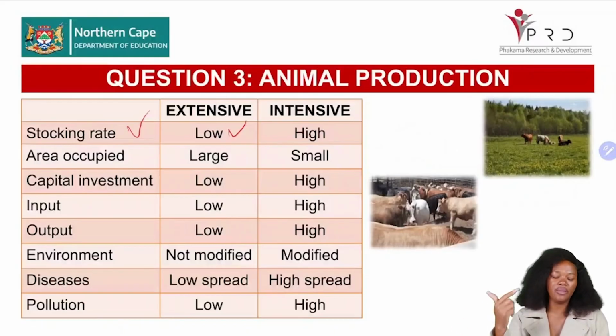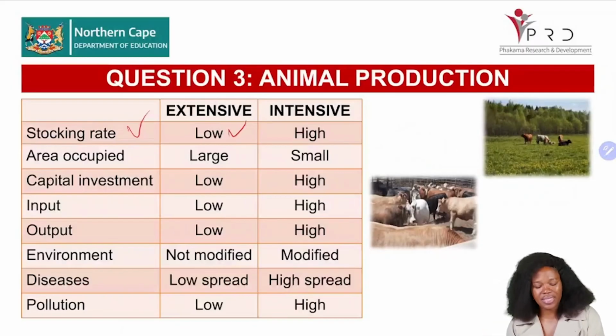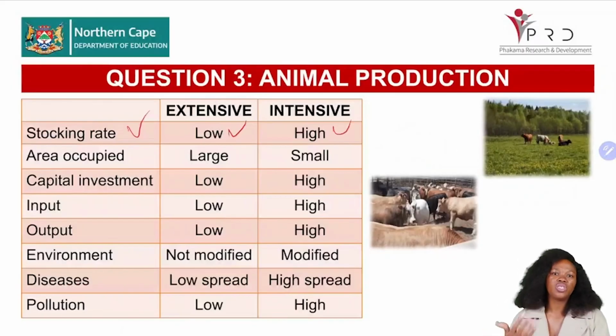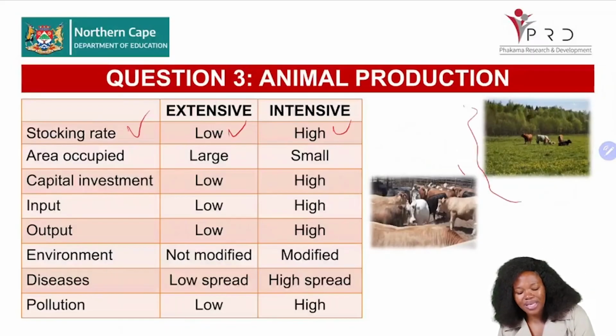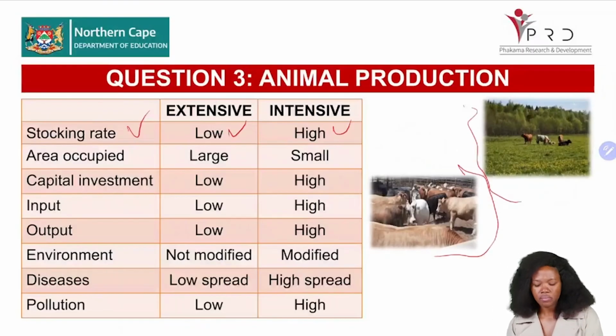There is a low stocking rate. But under intensive, there is a high stocking rate. We are raising a large number of farm animals. Let us forget whether we are raising to sell and make profit or to feed our own families. But at the end of the day, under intensive, a large number of animals are being raised. Extensive, a few animals are being raised, as shown by these pictures right here.